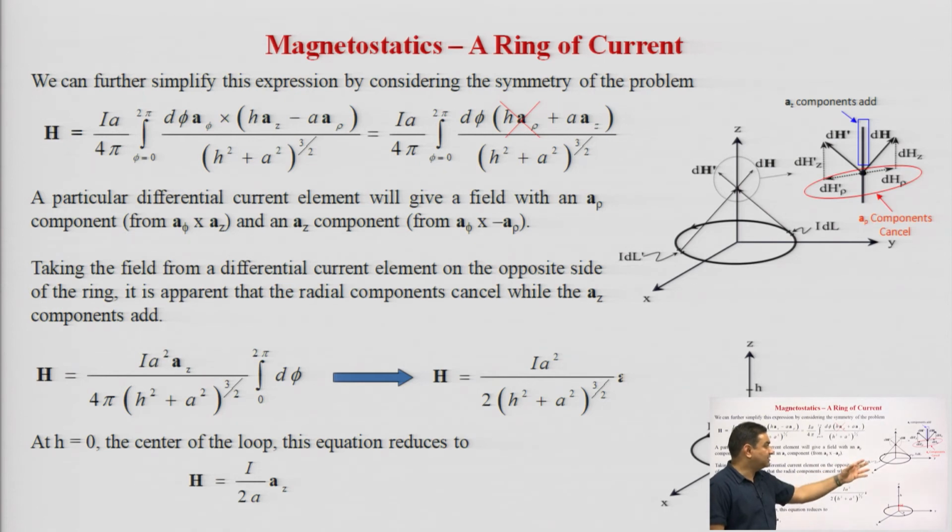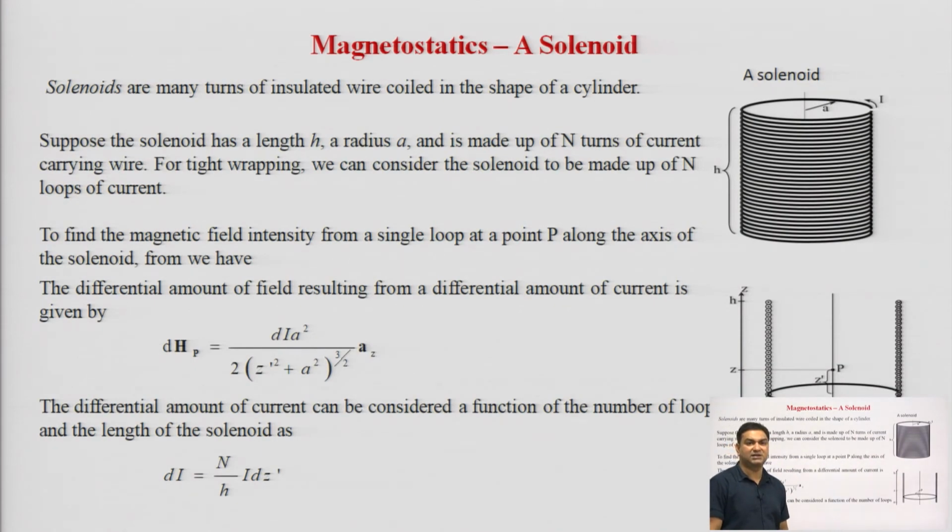You can understand this diagram by placing the different values, by putting the different calculations into the formula, and we can get the magnetic field intensity. This is the third case, of a solenoid. The magnetic field intensity of a solenoid can also be considered, where a solenoid is many turns of insulated wire coiled in the shape of a cylinder.